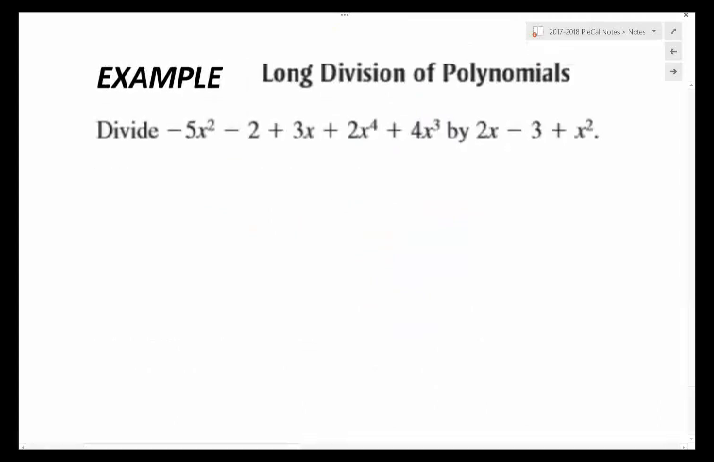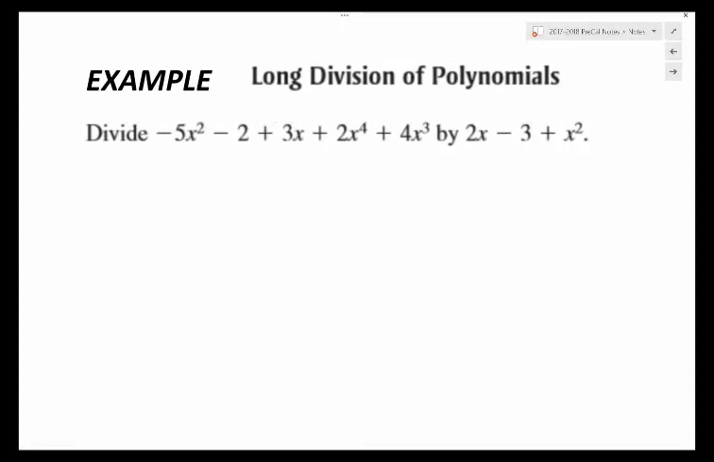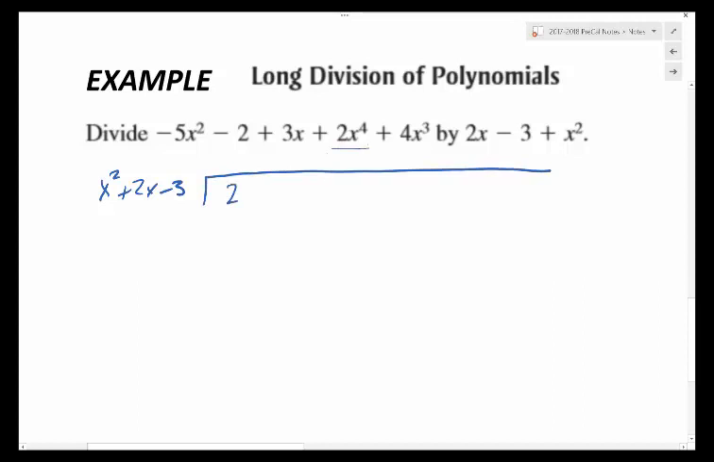So a more complicated long division. Well, this should be fun. Let's take a look at it. So we have x squared plus 2x minus 3 into, now my highest power, I'm going to put them in order. So it's 2x to the 4th. I have 0x cubed. I have negative 5x squared plus 3x minus 2. All right, so now I just have to start doing some basic math.